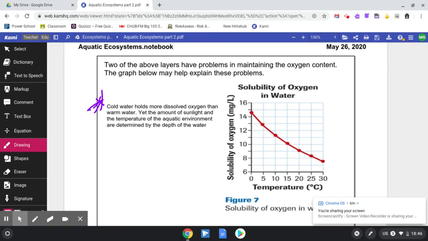Cold water holds more oxygen. If you look at this graph right here, the colder the temperature, the higher the amount of dissolved oxygen. Warmer, now our water will never get this warm, but if it did, a very small amount of oxygen. Cold water holds more dissolved oxygen than warm water.